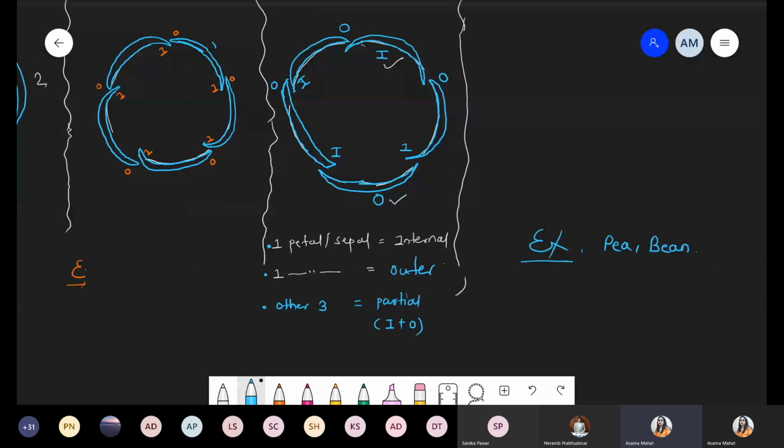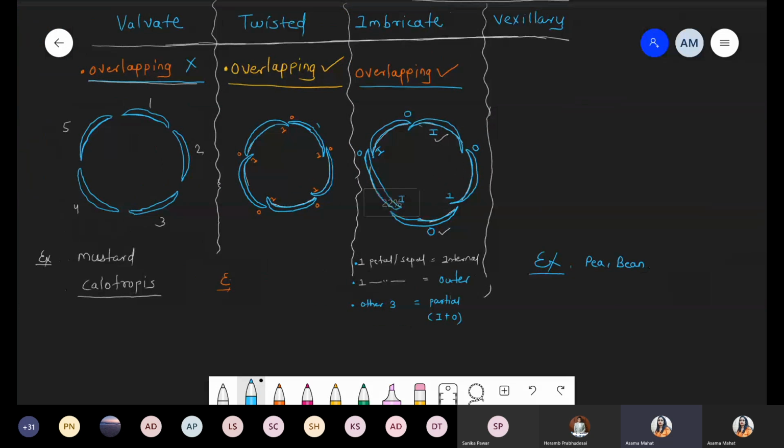Got this point? Do you understand the exact difference between valvate, twisted, and imbricate? Just take a view. Okay, fine, very good.